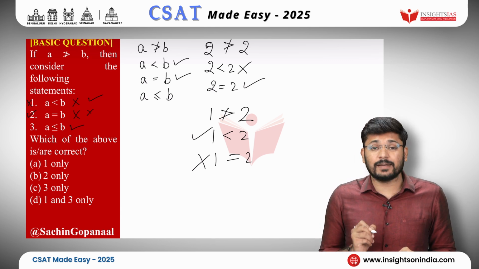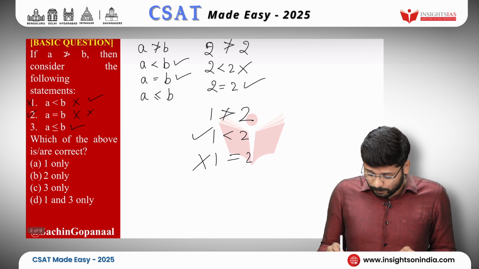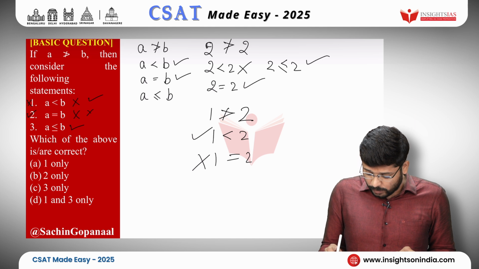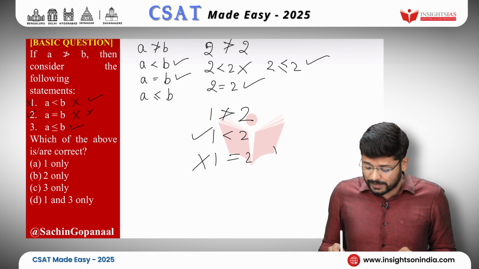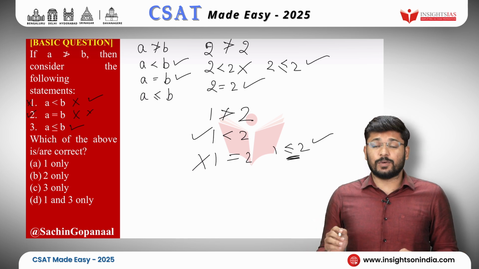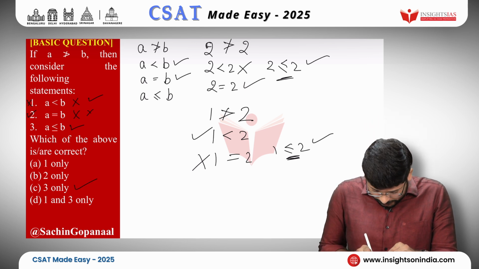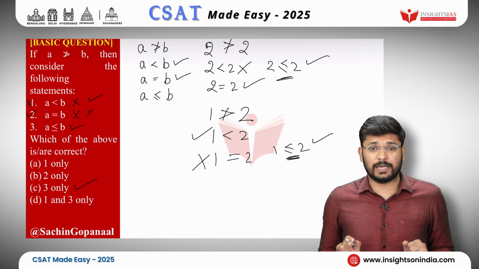However, look at the third statement. A is less than or equal to B. It is always true. In the first example, 2 is less than or equal to 2. Yes, because 2 is equal to 2. In the second example, 1 is less than or equal to 2. Yes, because 1 is less than 2. When you say A is less than or equal to B, it is always true. You understood the first concept, and our answer would be option C, 3 only.